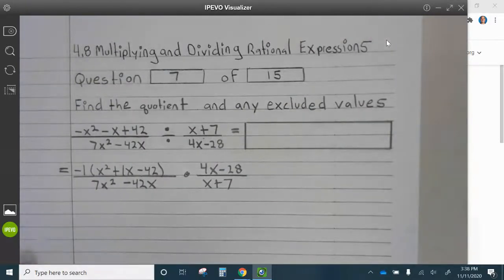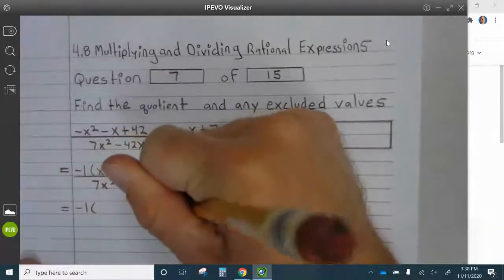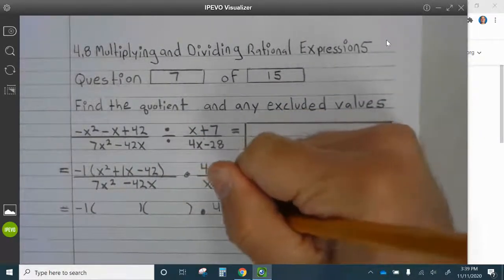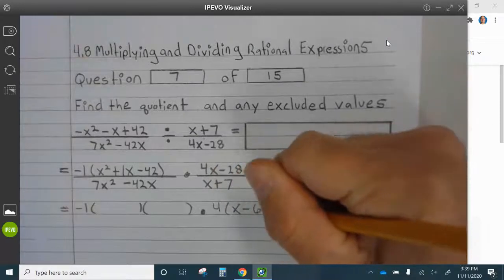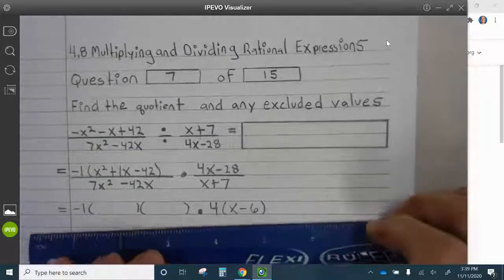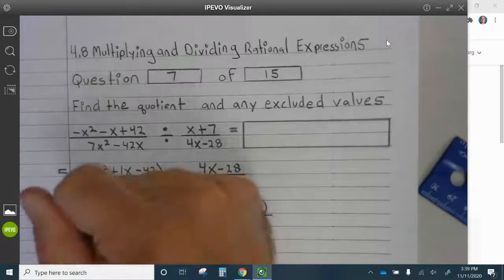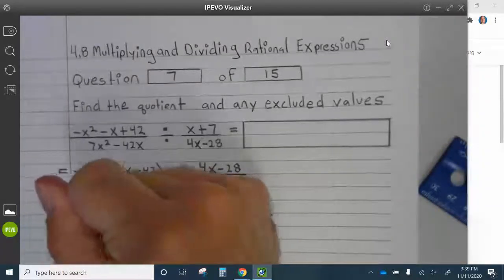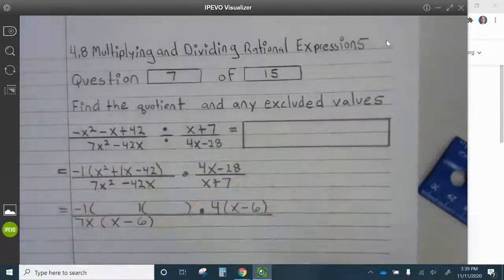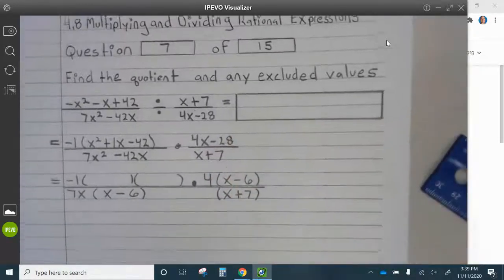Okay. So now we know we're going to leave the -1 alone, 2 parentheses, times, we can factor out a 4 from both of those. That leaves 4 times x minus 6. And then we can factor out a 7x from both of these terms. So that's 7x, which leaves x minus 6. And then that's just x plus 7. There's nothing we can do with that. Okay. Now let's factor this.